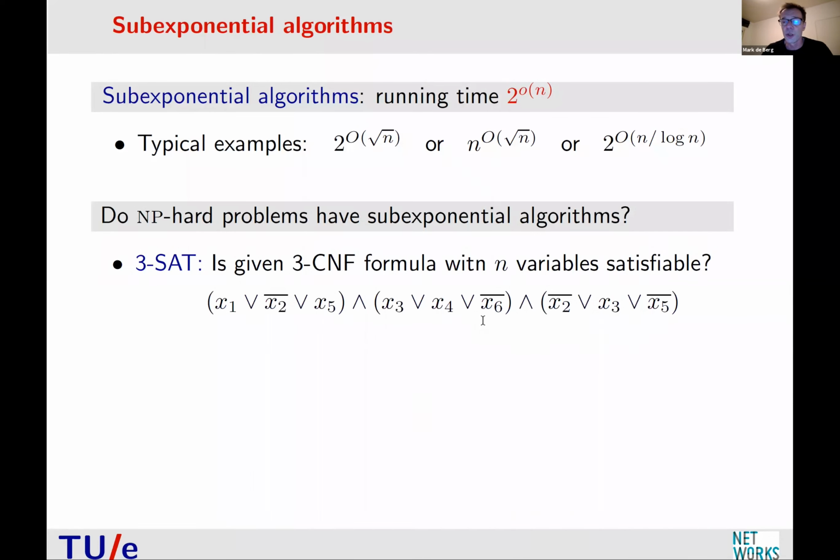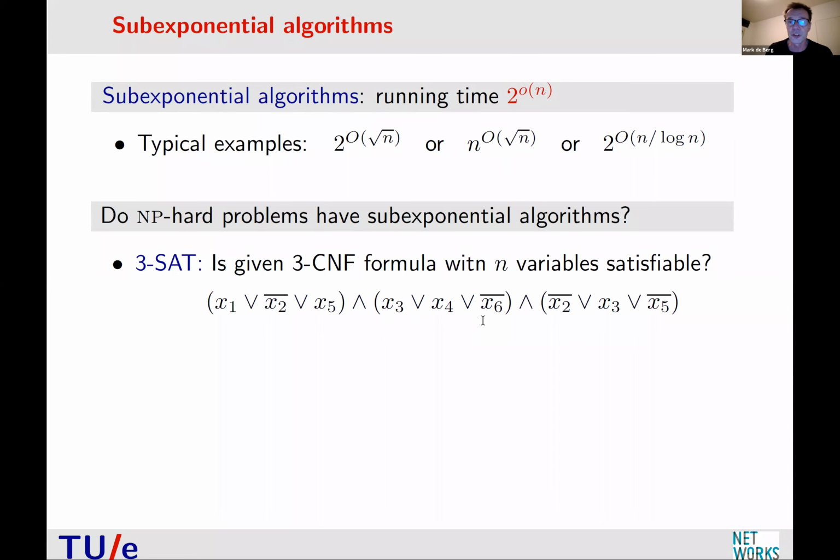So now you can of course wonder, if something is NP-hard, is it actually possible to do this? So let's look at one of our basic NP-hard problems, 3-SAT. Here the question is, you have this 3CNF formula, as you see on the slide, and you ask yourself, is it satisfiable?